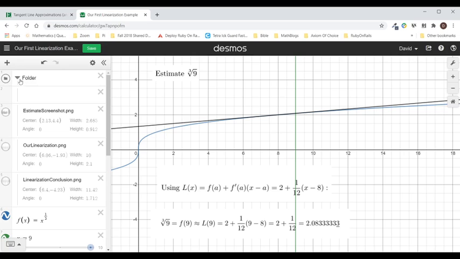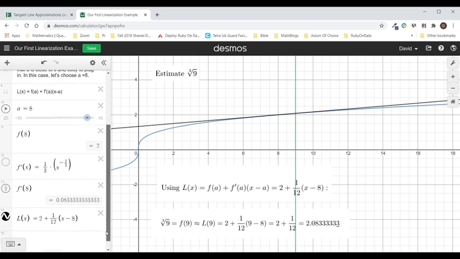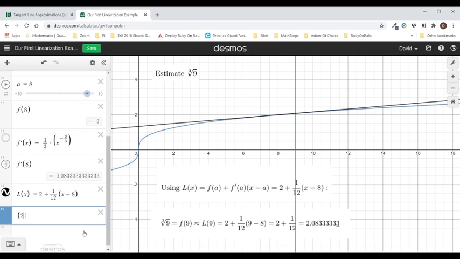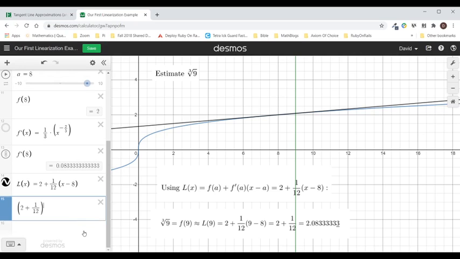So let me close this folder so I have a little bit of room to do a check. How can I possibly check? Well, the definition of the cube root of 9 is the number that you cube to get 9. So what I'm going to do as a check is I'm going to take 2 plus 1/12. That's supposed to be very close to the cube root of 9, and this is how I'm going to check. I'm going to cube it. And that's what we get, 9.04222222. It's not that close. I was hoping it would be a little bit closer.